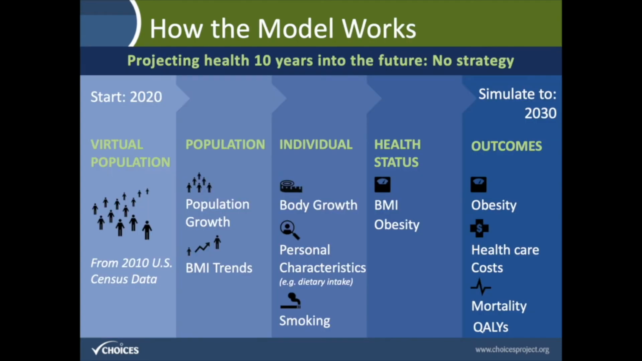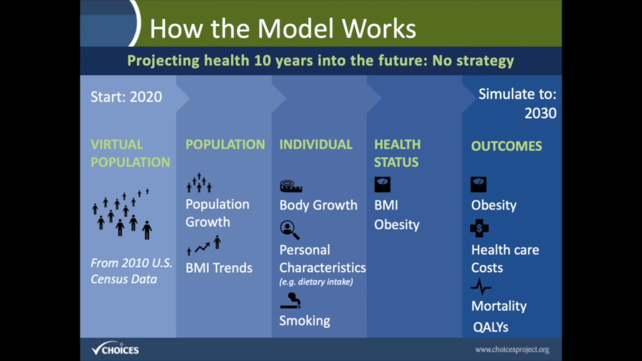So a high-level view of how the model works. We start with our virtual population that's comprised of data from multiple data sets. We then look at population trends, so trends in population growth, that's with new infants coming in, and then also trends in BMI.